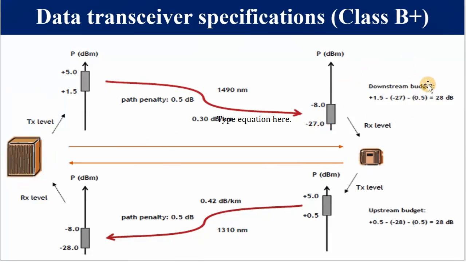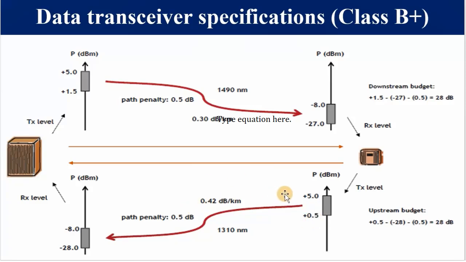So in the downstream direction, please take note that we use the minimum transmit power, which is 1.5, and we are saying 1.5 minus the lowest receive power, which represents our losses. So we are saying plus 1.5, which is this power, minus this, which is 0.5. So we can attribute this to this minus 27. So we are going to get a downstream budget of 28 dBs. In the upstream direction, which is from the ONT to the OLT, we are going to use the minimum transmit power of the ONT, which is 0.5 dBs.